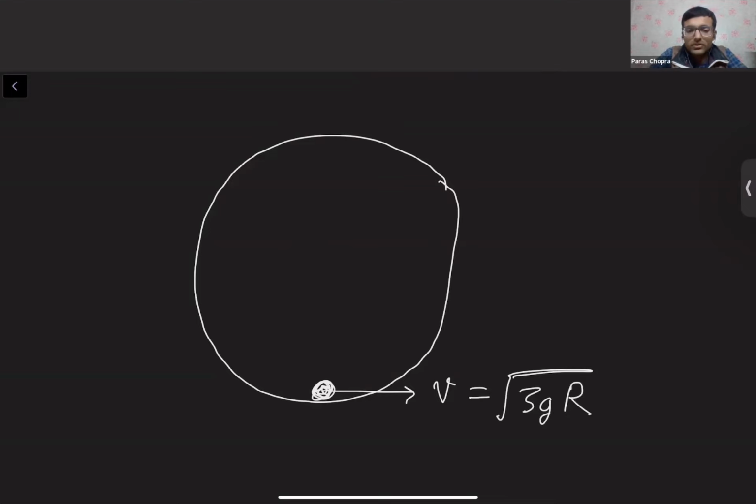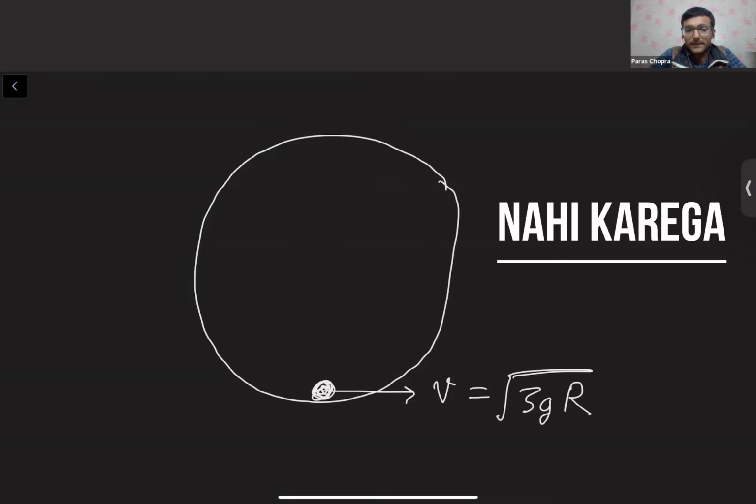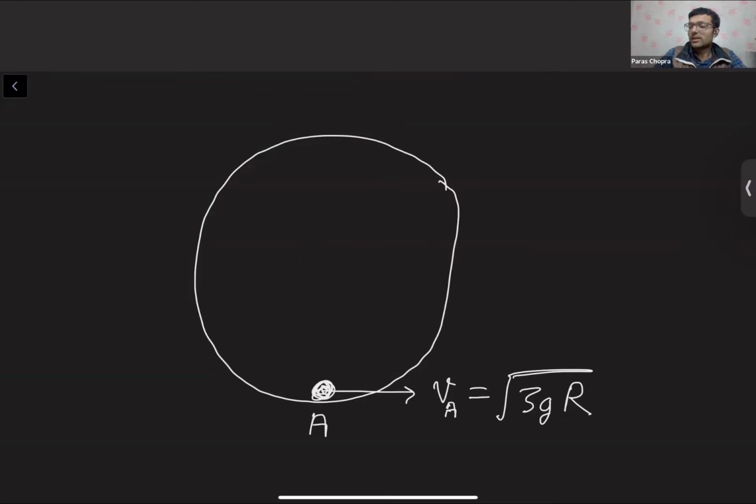So in this case will it complete the full circle or not? So at some position it will leave contact with the loop. To find that position we have to calculate the point where the normal force will become zero.